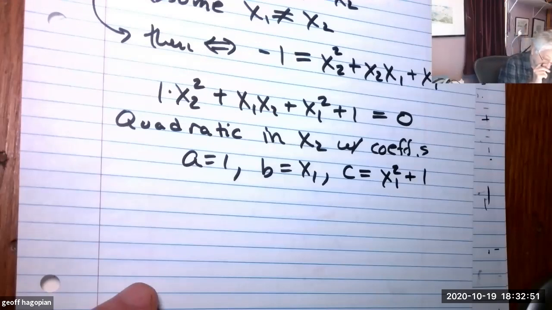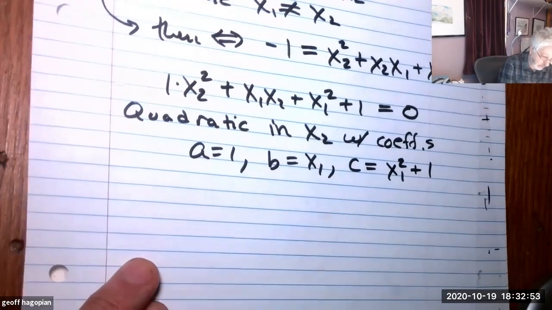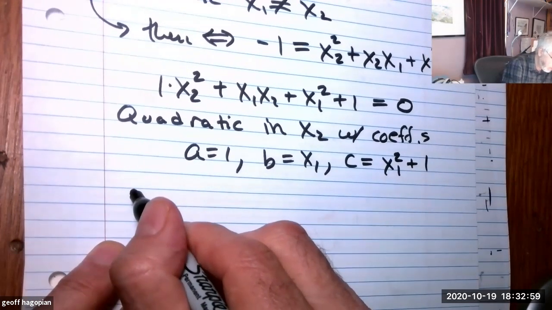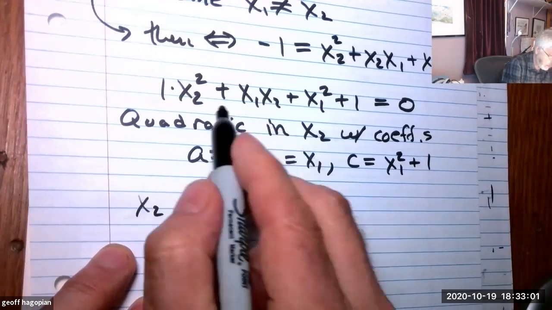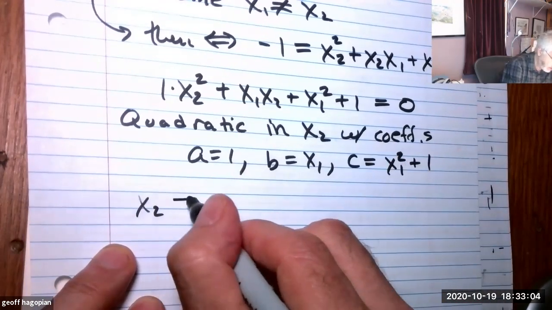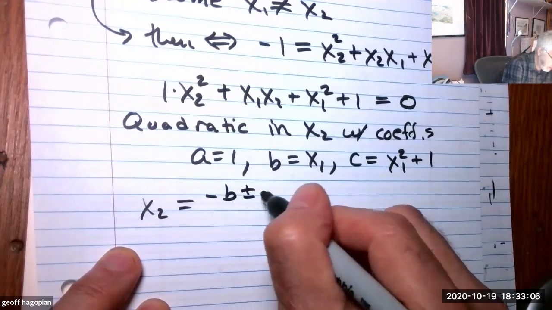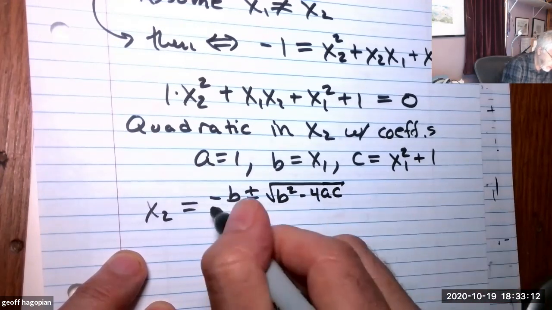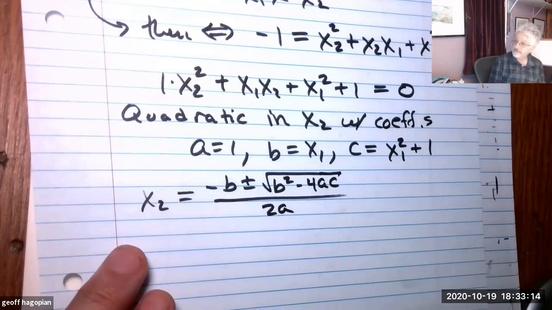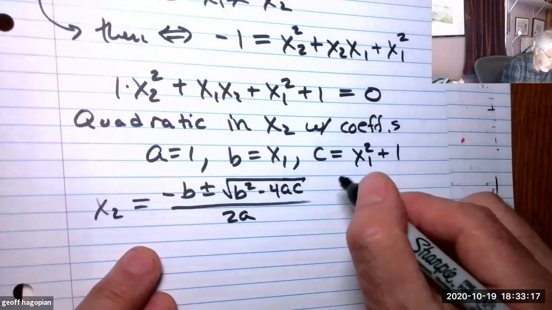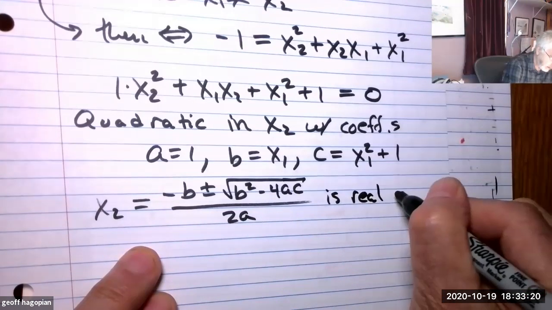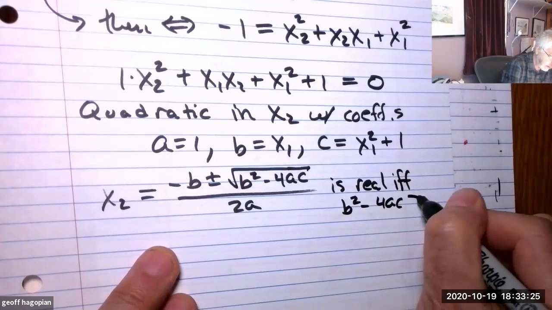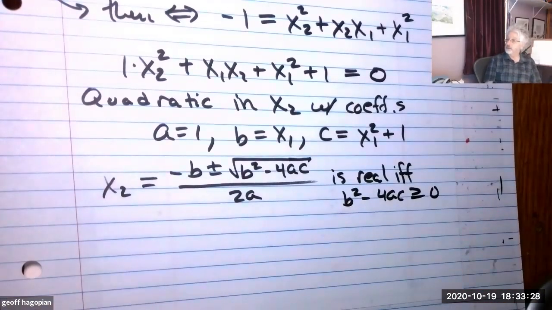Now, do you remember the quadratic formula? I'm not going to do this by completing the square. I'm going to get cheesy and use the formula. In fact, I'm not going to use the whole formula. So the value of x2 that will make this equation true is, here's the general formula. You recall this: negative b plus or minus the square root of b squared minus 4ac all over 2a is real if and only if b squared minus 4ac is not negative, right? So it's greater than or equal to 0.